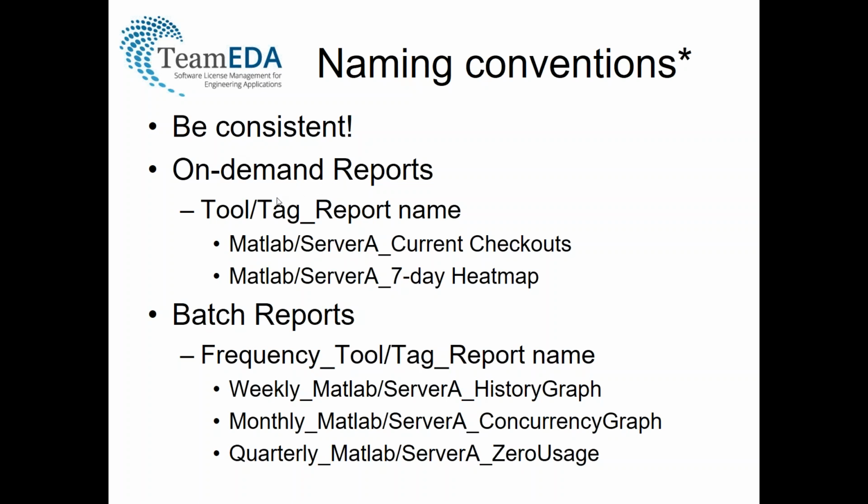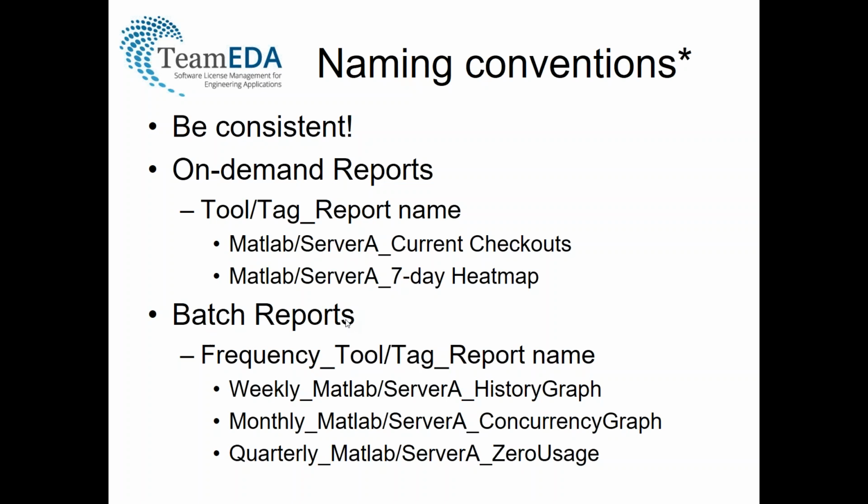On demand, these are some of my recommendations for on-demand reports. Again, these are ones you're going to click on, and it's going to bring up the most current set of data. I would use tool / tag and then the report name itself. Here's an example: I want to see MATLAB on server A current checkouts, or MATLAB on server A 7-day heat map. Those become your user-friendly names for on-demand reports. That's my recommendation, but you can call it whatever you want.